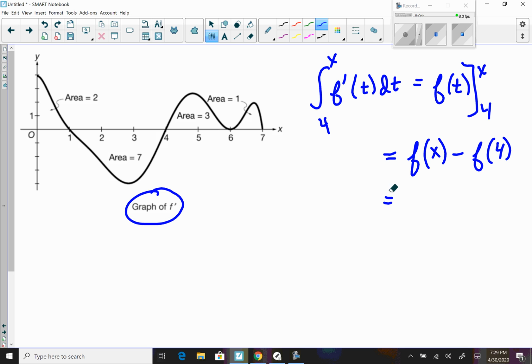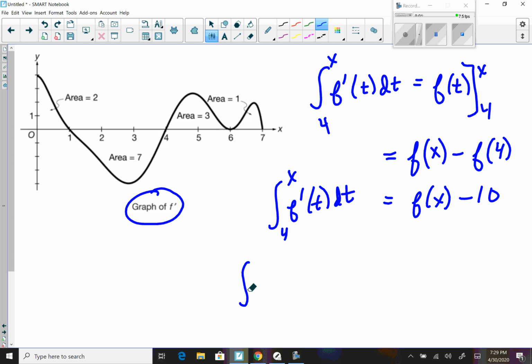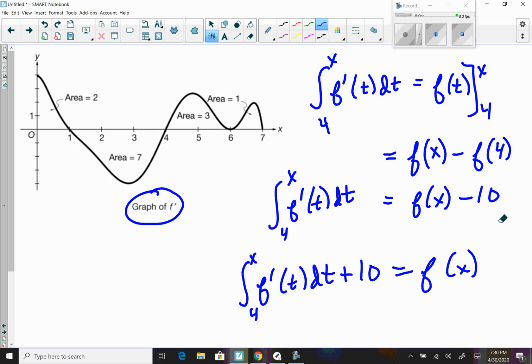And in this problem, you can't see it here, but it is given that f of 4 is 10. So the integral of f prime of t dt from 4 to x is equal to this. And when we add 10 to both sides, we get the integral of f prime of t dt from 4 to x, plus 10, equals f of x. So we just added 10 to both sides.